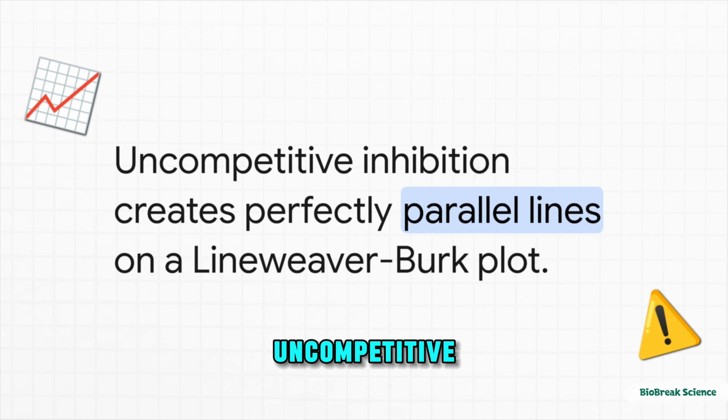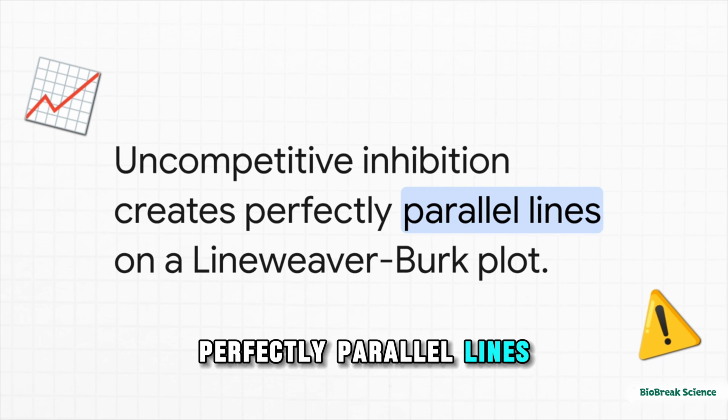Now, speaking of uncompetitive inhibition, it has a very distinct visual signature that you need to know. Because both Vmax and Km decrease by the exact same ratio, the slope of the line doesn't change at all. So it creates perfectly parallel lines on a Lineweaver-Burk plot.